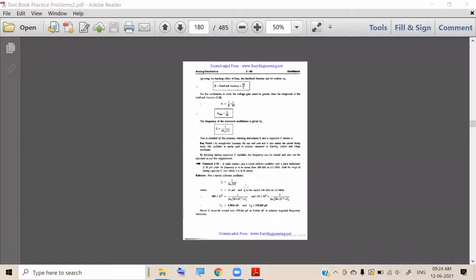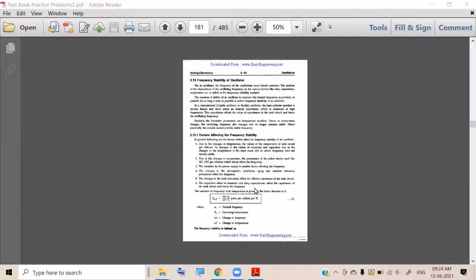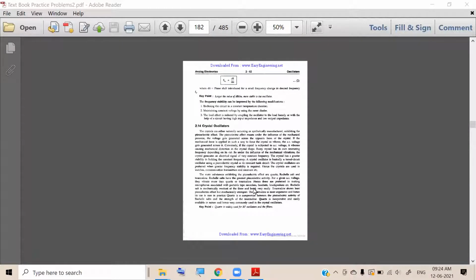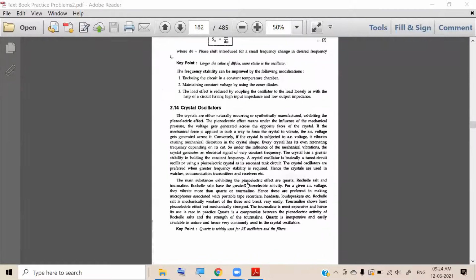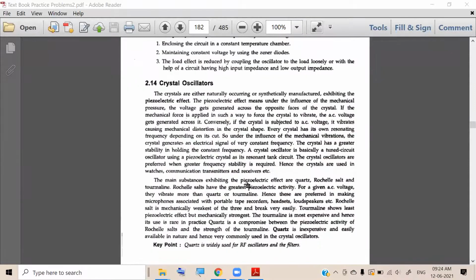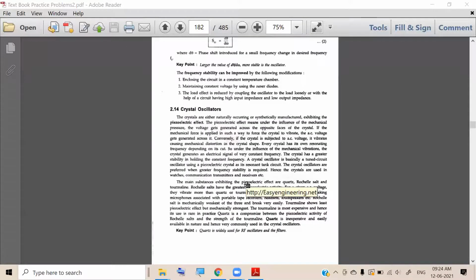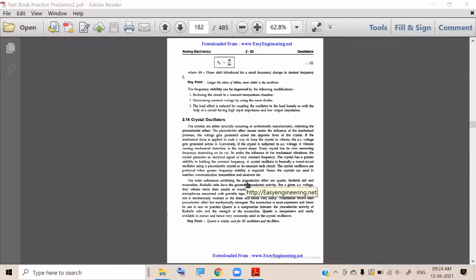In the previous class, we started discussing crystal oscillators. And we have seen about crystals. So far, we have seen about crystal.